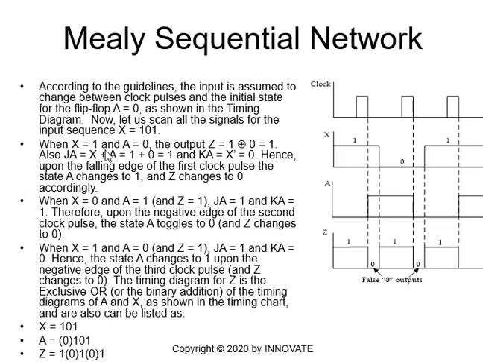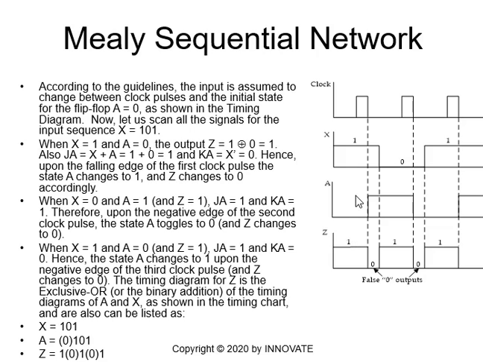According to the guidelines, the input is assumed to change between clock pulses, and the initial state for the flip-flop A is equal to 0. So A initially is 0, and as you can see, we cannot time X to be precisely at the edge of the clock, so it will change between the clock pulses. This is the first clock, the second clock pulse, and the third clock pulse. Now, the input X is 101, as specified in the given problem. We would like to determine the value of A and Z.